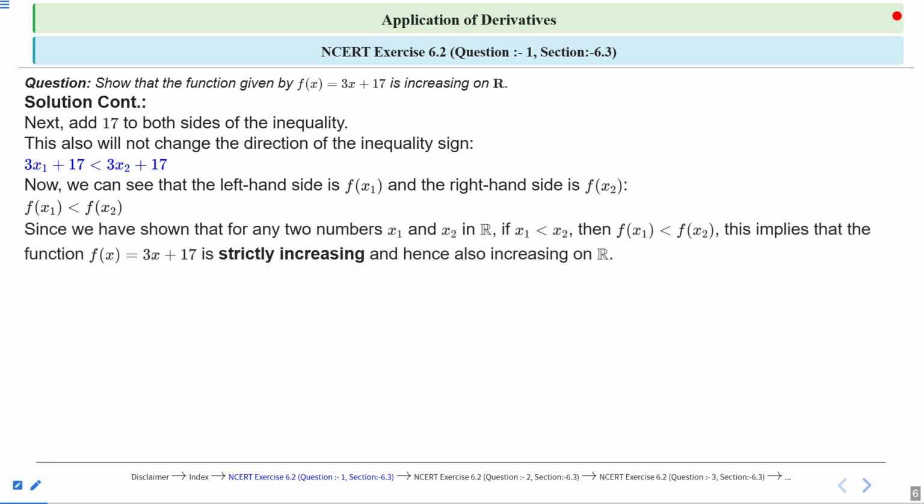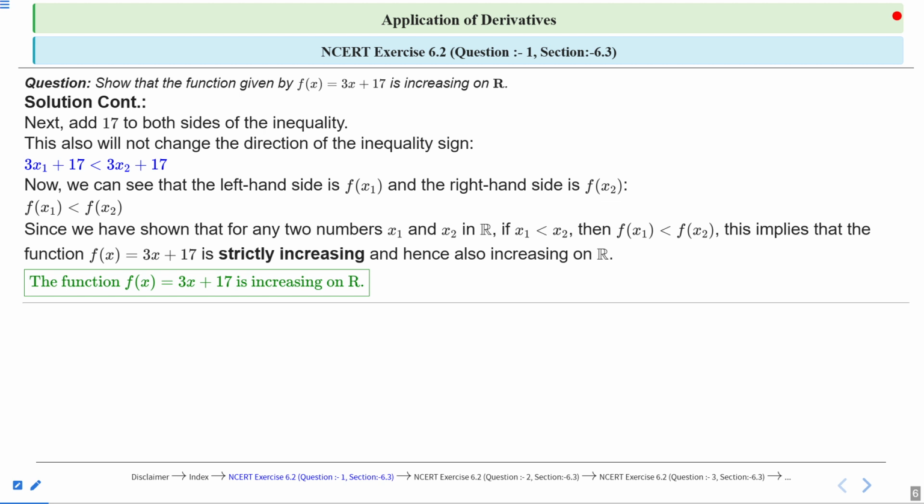Since we have shown that for any two numbers x1 and x2 in R, if x1 is less than x2, then f of x1 is basically less than f of x2. This implies that the function f(x) equal to 3x plus 17 is basically strictly increasing and hence also increasing on all real values, right? So the function f(x) equal to 3x plus 17 is increasing on all real values. Clear? Hence we can say that the function 3x plus 17 is basically increasing on all real values. Okay, hope it's clear to all.